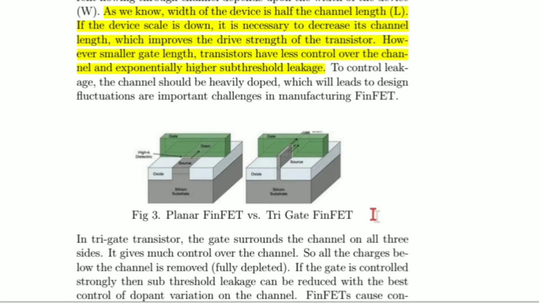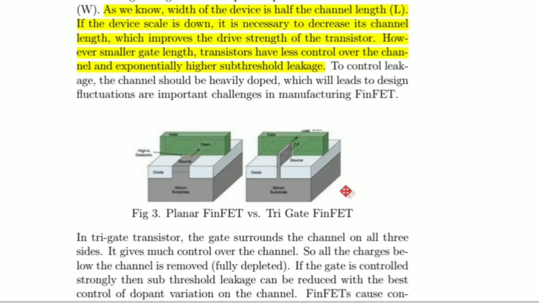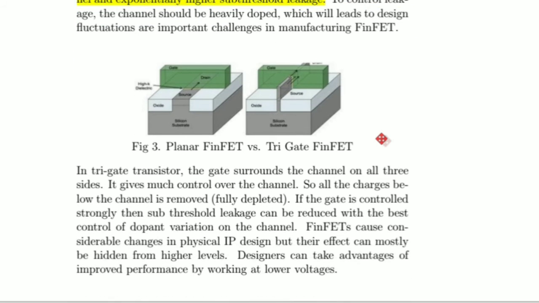So again, the solution to that is to make the tri-gate FinFET or the quasi-planar FinFET. In this diagram, we can see the first one is a planar FinFET, which is very similar to a MOSFET, and the second one is a tri-gate FinFET, in which the source and the drain are all protruding out and the gate is over the channel. And because of that, like I said, we have higher electrostatic control.